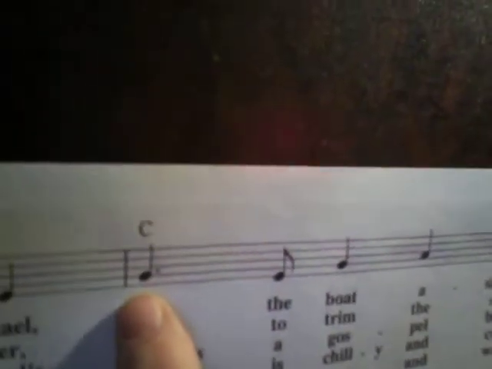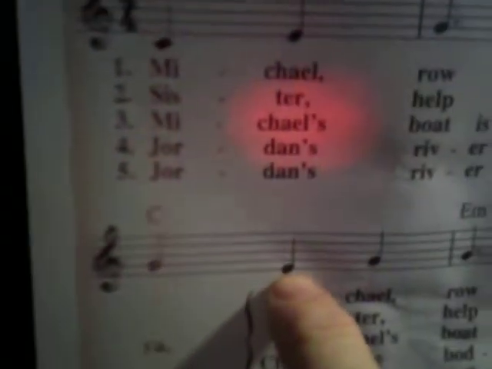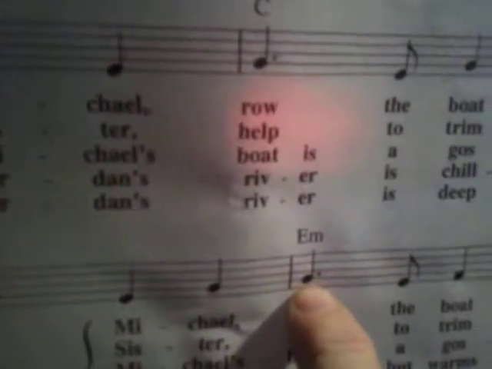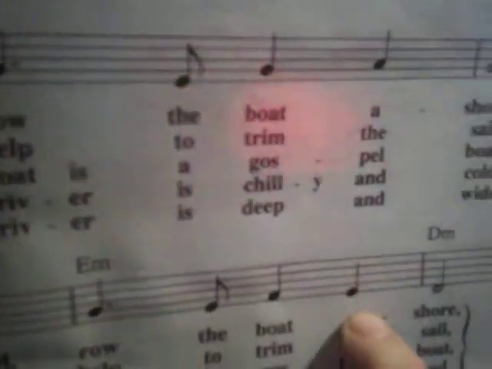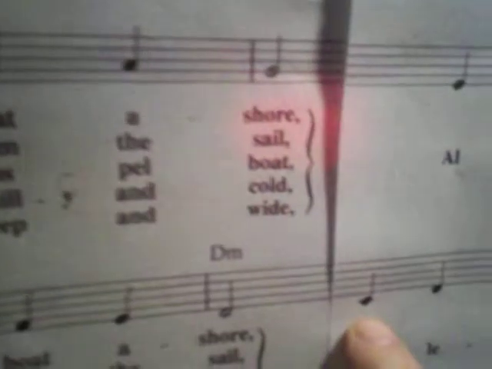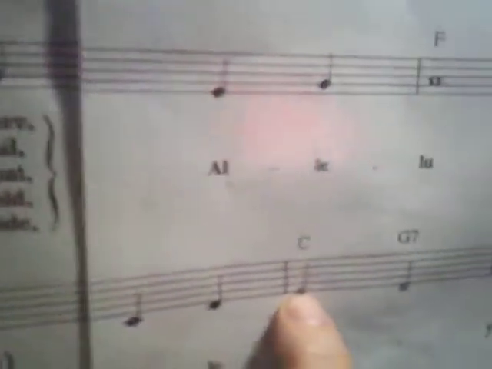So, we have 1, 2, and 3, 4. Whole note, 1, 2, 3, 4. 1, 2, and 3, 4. 1, 2, and back to the beginning, 3, 4. All right? Now, let's see what these notes represent.